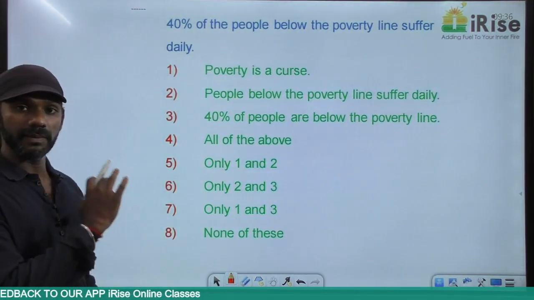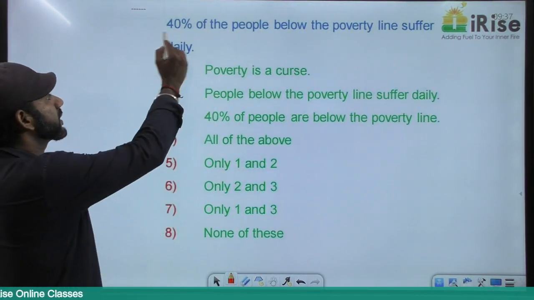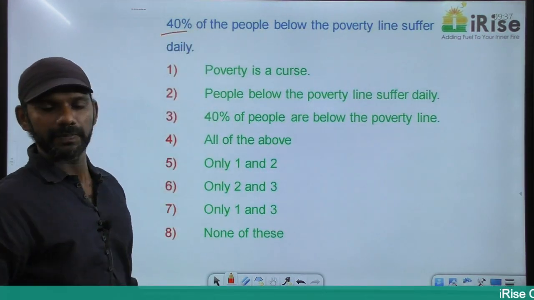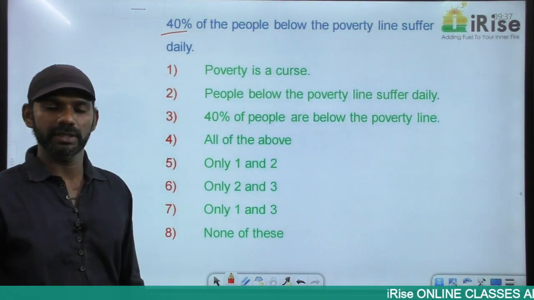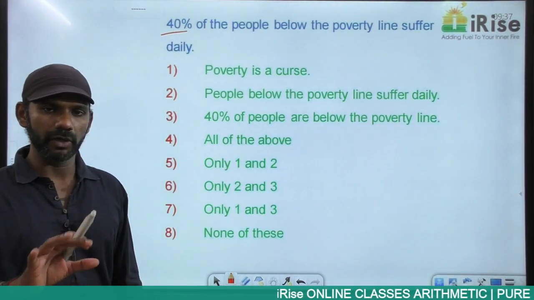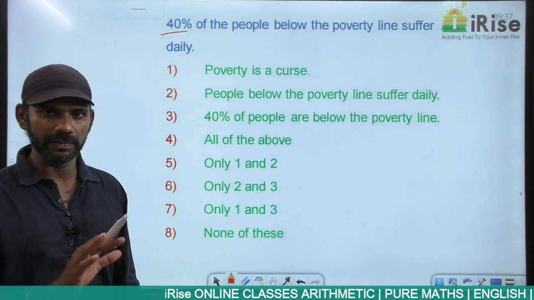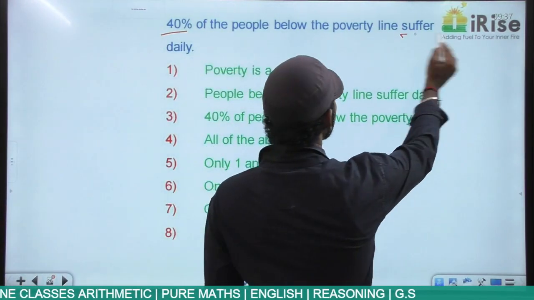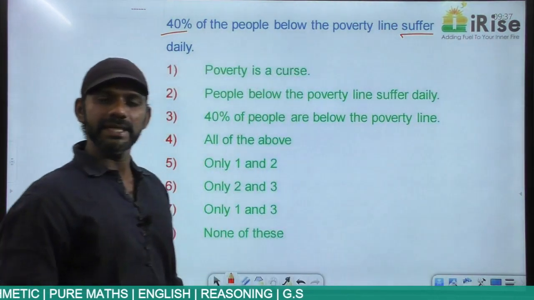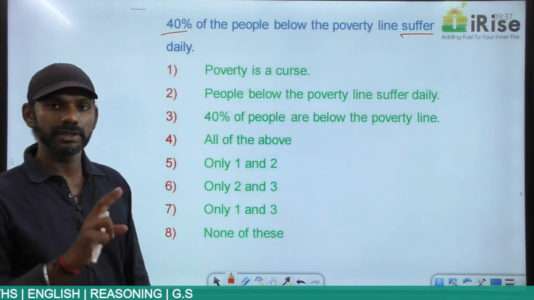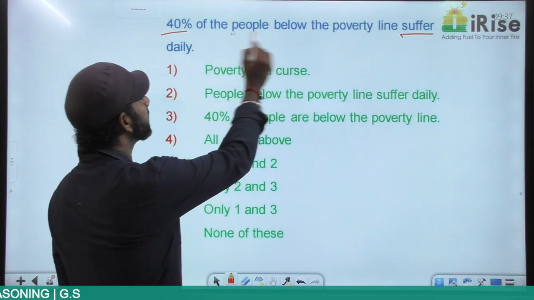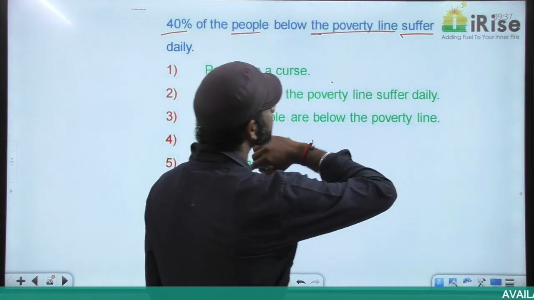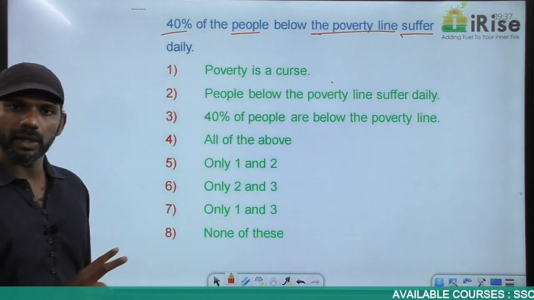40, starting from the very beginning. 40% is a determiner, telling us about a quantity of a noun. Determiners don't deserve importance, neglect them. Forget about 40%. What is a verb here? Suffer. Suffer is a verb here. How many nouns are there before the verb? Two nouns. One is people and the other one is poverty line. We have two nouns before the verb.